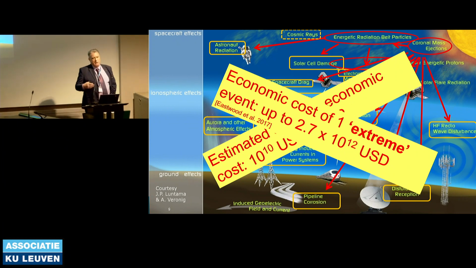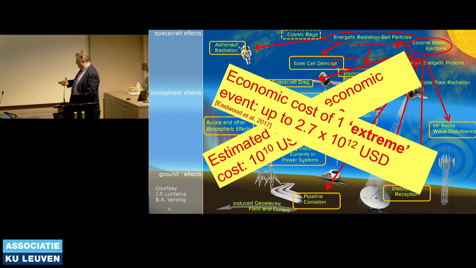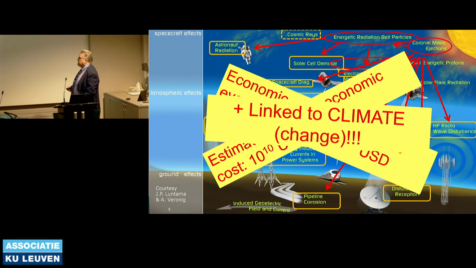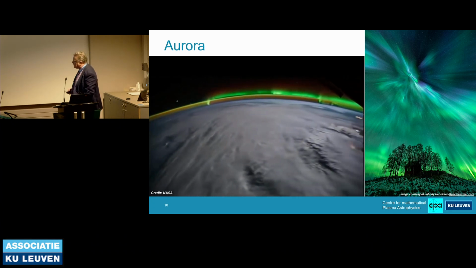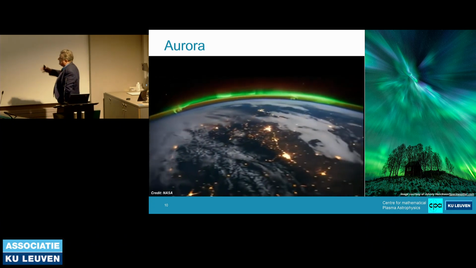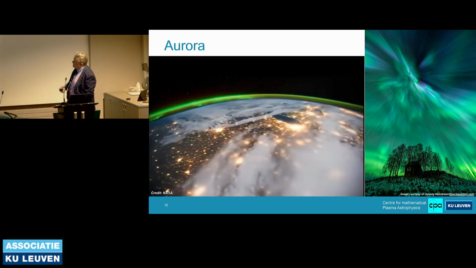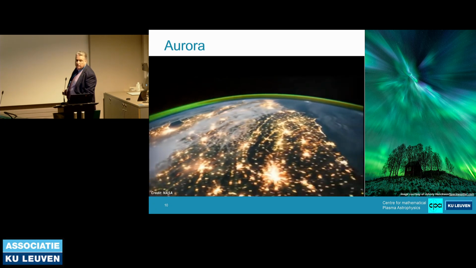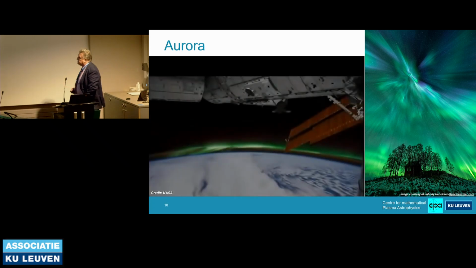So clearly we want to predict this, to mitigate some of the effects. Not everything can be mitigated, but some of the effects can be. And there's a link to climate. Well, the space climate is linked to the climate at Earth and to climate change. I don't have time to go into detail, but there are people investigating these links. Very complicated. The only positive effect about space weather is the aurora. So here you see the aurora from the space shuttle, and this is the only beautiful effect. And these also we try to predict, of course, for the tourism industry.